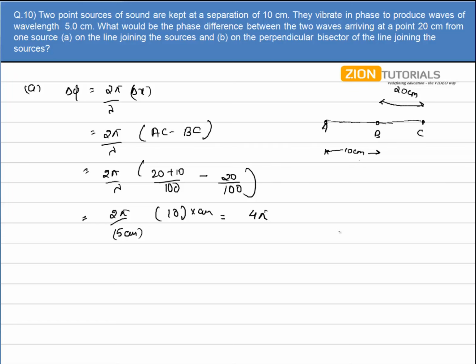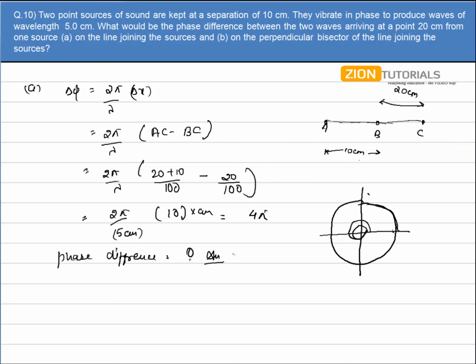Now if the phase difference is 4 pi, then what does it mean? This is how I plot the phasor diagram, that the particle goes into revolution. When it completes a phase of 2 pi, it reaches the same point. Similarly, if it completes another 2 pi, that is, if it completes the phase of 4 pi, then the particle is at the same point. So what does it mean? It means that if the phase difference is 4 pi, then the particles are in the same phase, or you can say the phase difference is 0, right? So the phase difference will be 0. That is my answer for the first part.